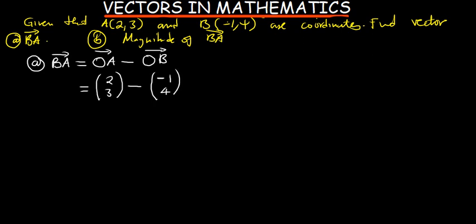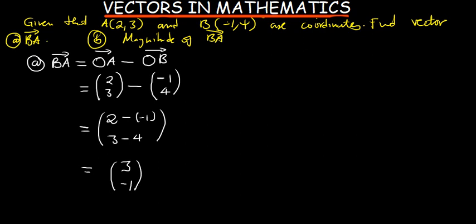Okay, so to find BA, we start with what is on top. We write 2 minus what? Minus -1. And then we come down, you have got a 3 minus 4. We also write that. So if we say 2 minus -1, that will give us a 3. 3 minus 4 is going to give us a -1. Okay. So this is the vector BA we have found.